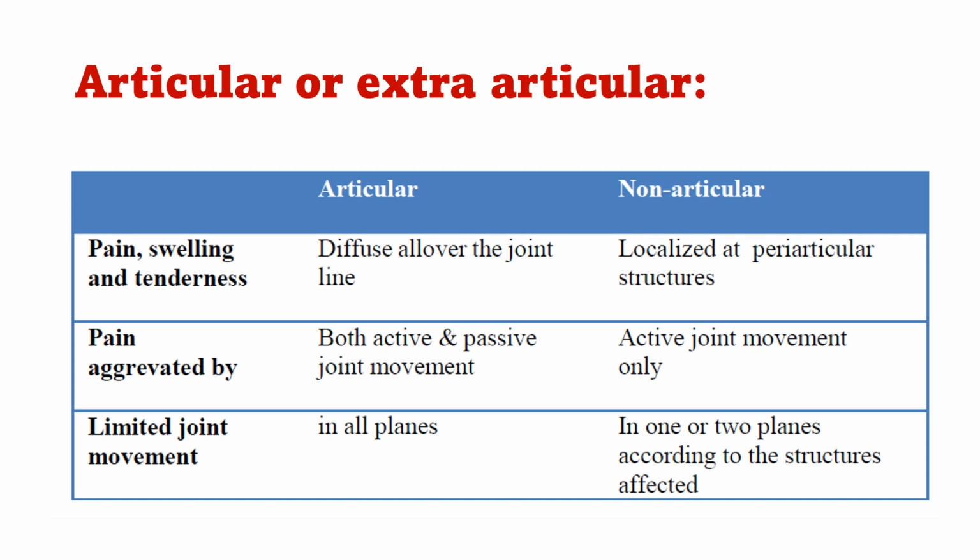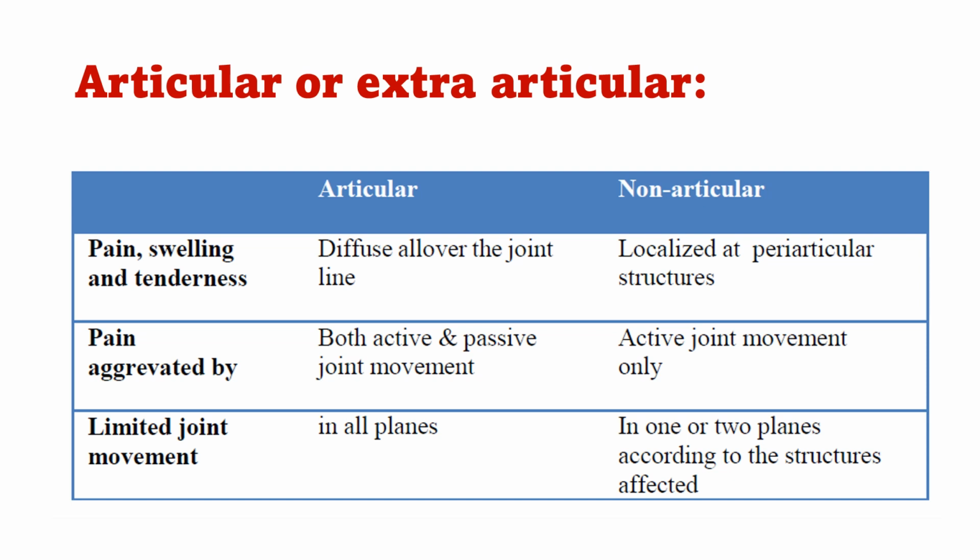In case of articular musculoskeletal pain, the pain, swelling, and tenderness will be all over the joint line, and more over the joint line. However, if it is non-articular, it will be localized to a certain point in the periarticular structure. Also, the articular pain is aggravated by both active and passive movement. However, non-articular pain is aggravated by the active movement only.